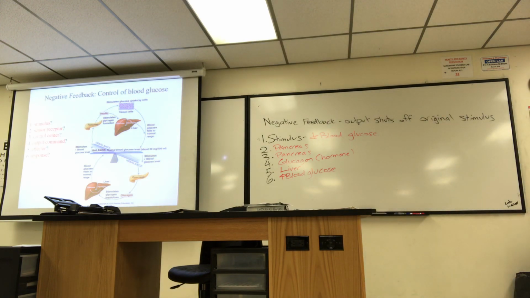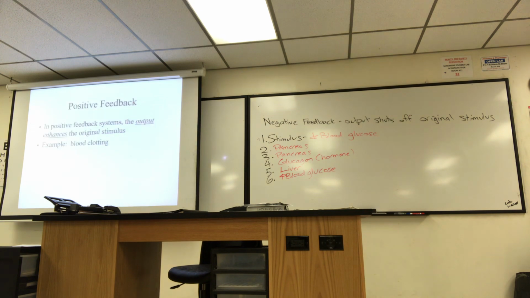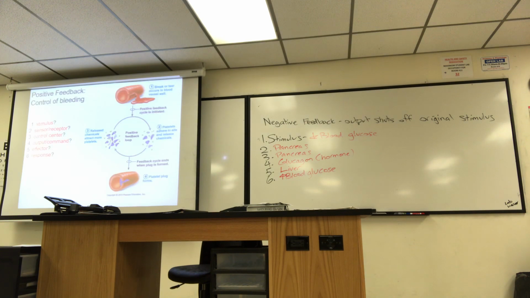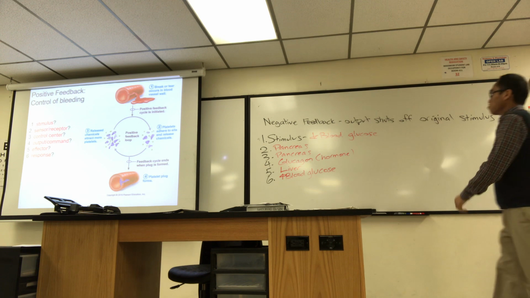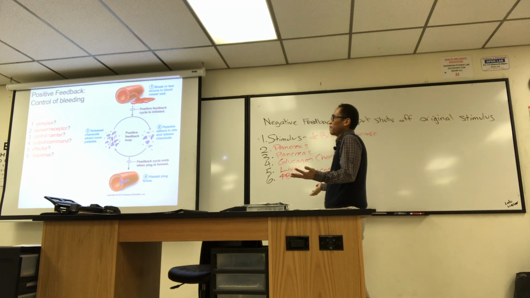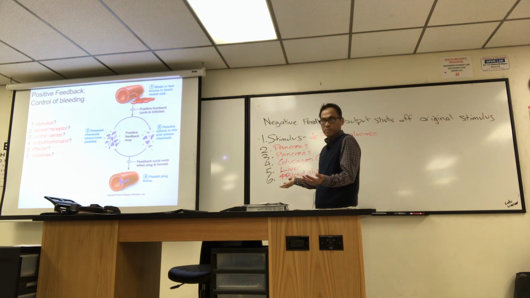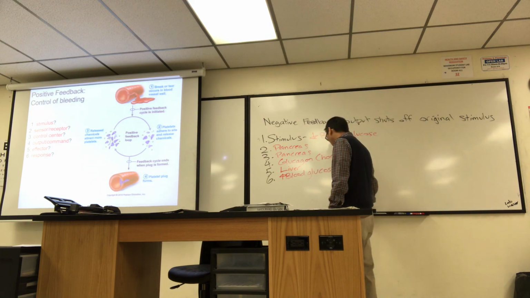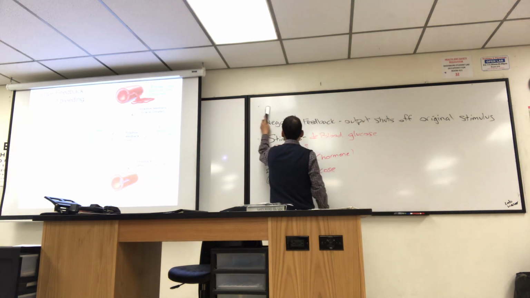When the balance is corrected, you turn off the original stimulus, which is to stop secreting the glucagon. But there are examples in physiology that enhance the original stimulus, and we call that positive feedback. Not too many examples that we talk about in physiology, but bleeding is one of them, the control of bleeding. So this is negative feedback, this is an example. This is the only example of positive feedback I'll give you in this class, just so we can narrow it down, because there's not too many examples.